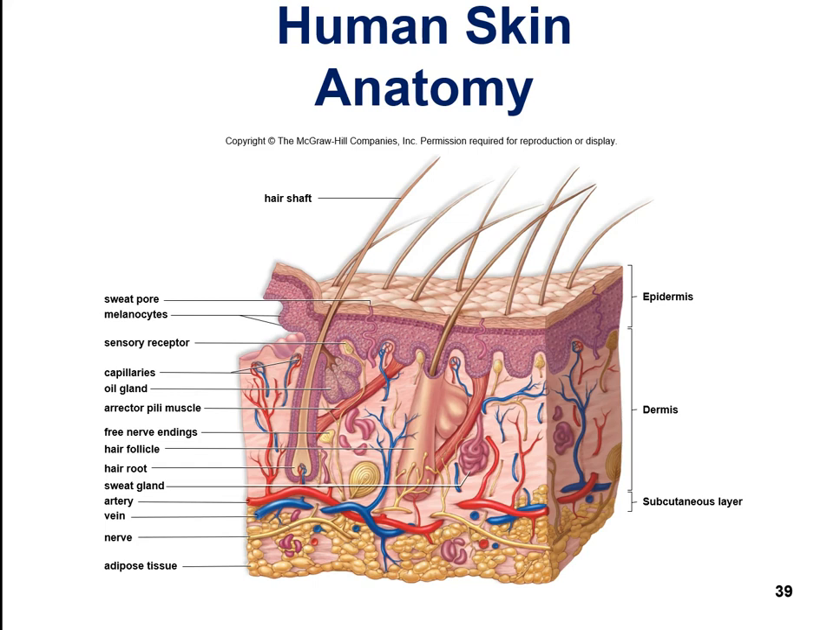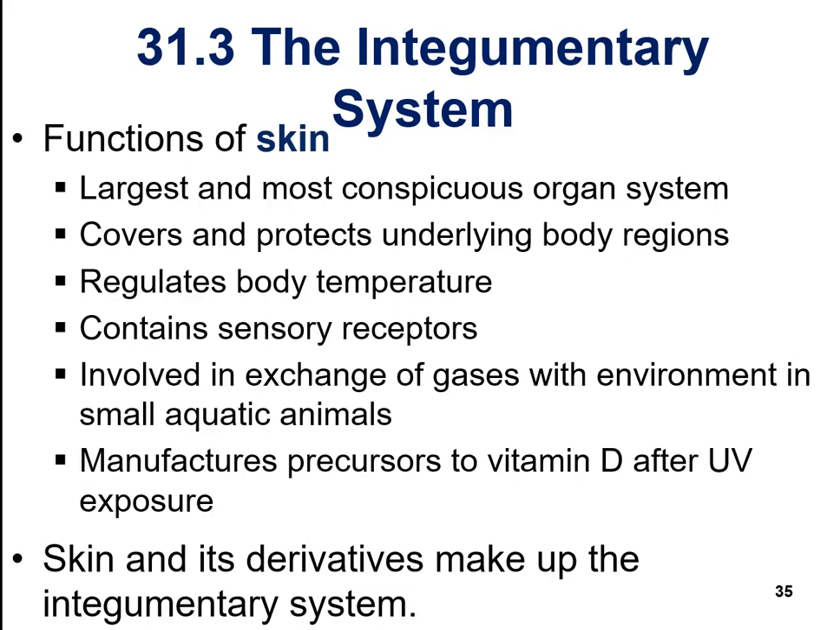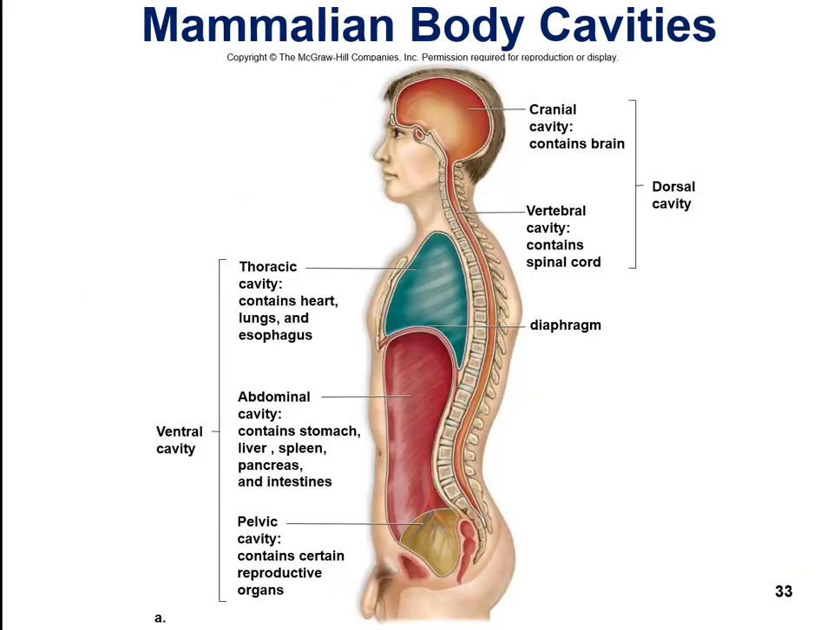If parts of the skin, we should know epidermis and dermis, and I'll leave it at that if I put a picture of the skin on there, okay? If we now go back here to body cavities, we should be able to identify these body cavities, okay? So again, dorsal cavity is cranial cavity and vertebral cavity, ventral cavity, thoracic, abdominal, and pelvic, okay? And know what organs are in each one of those.